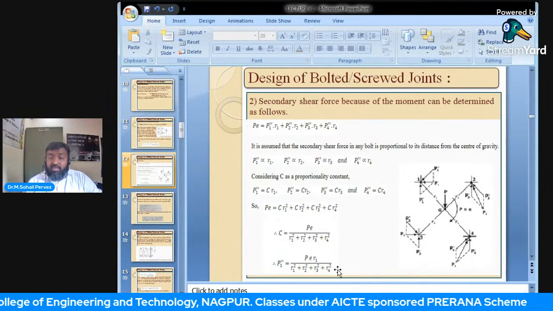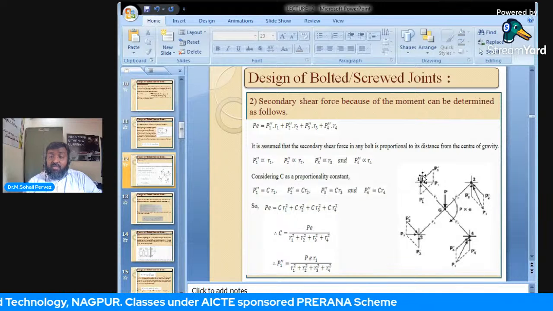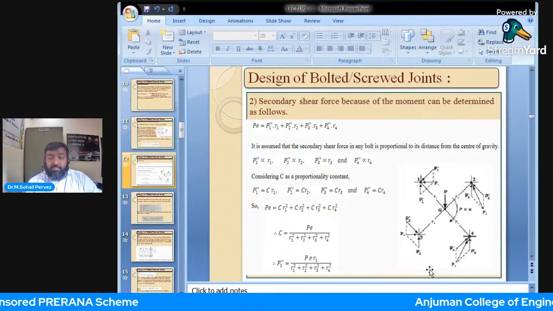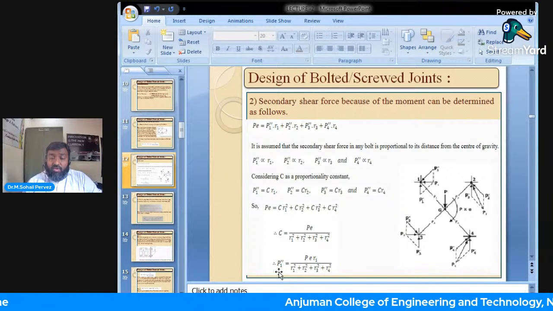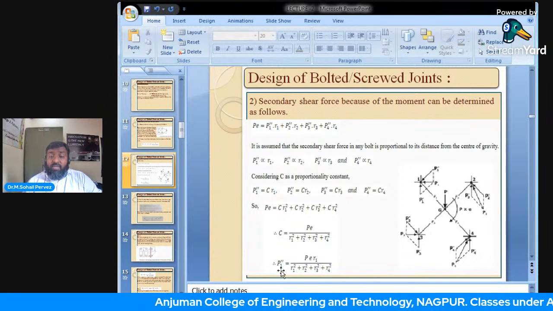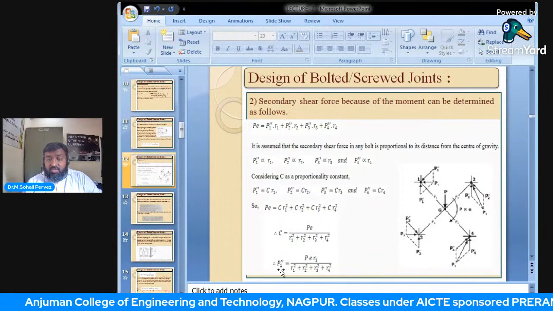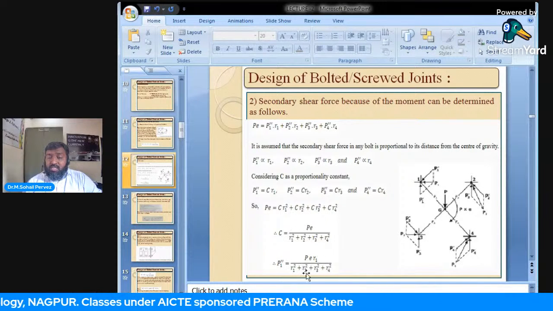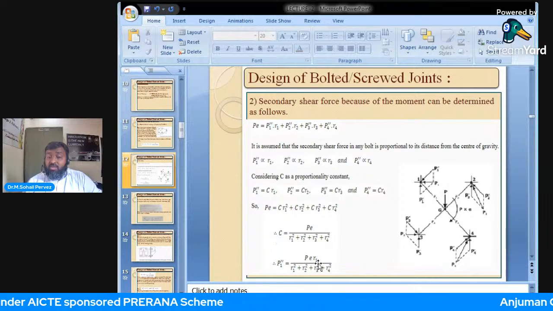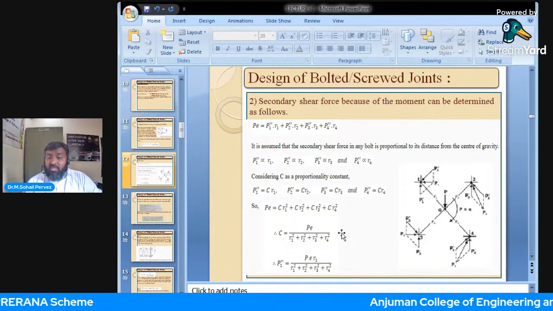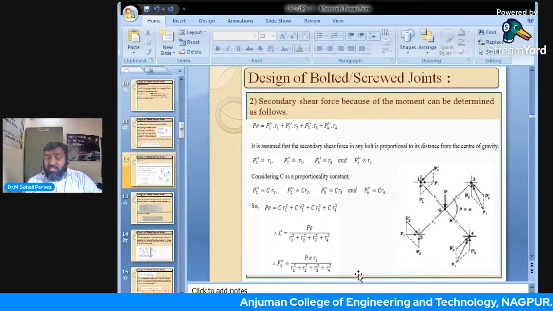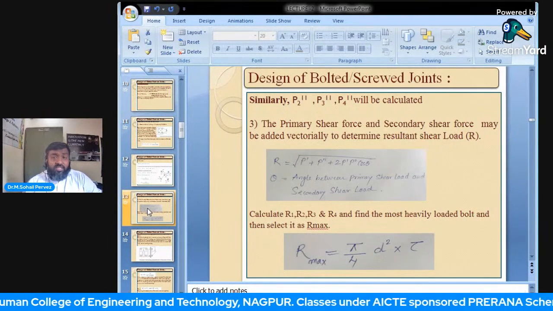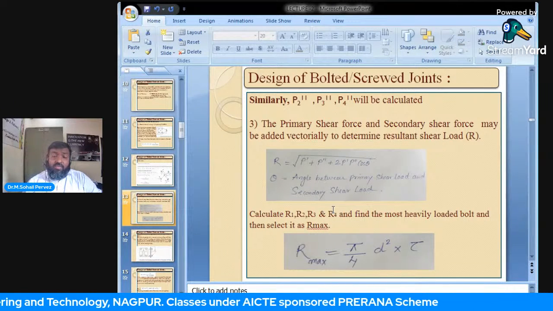Thus, we will calculate a constant value C. What is C? P into E divided by R1 square, all the squares added. Thus, I can say that if I want to calculate P1 double dash, that is the secondary shear force or shear load, the equation would be C into R1, C into R2, C into R3, and likewise. So this is the basic equation. Similarly, P2 double dash, P3 double dash and P4 double dash will be calculated.